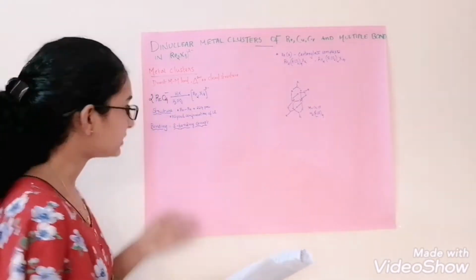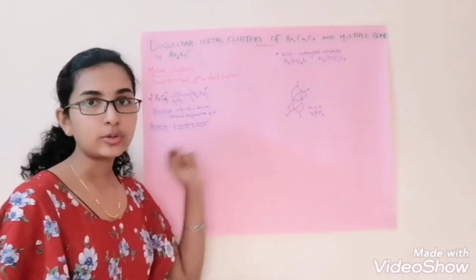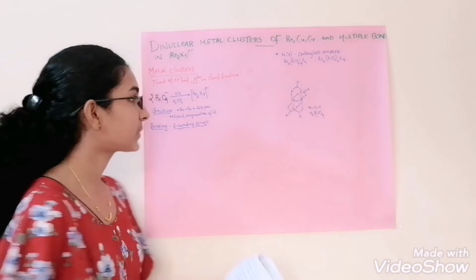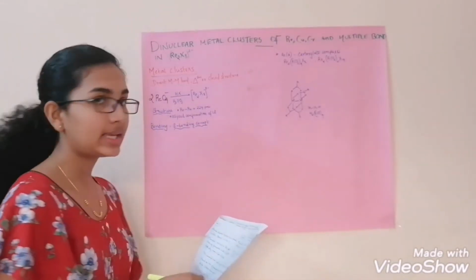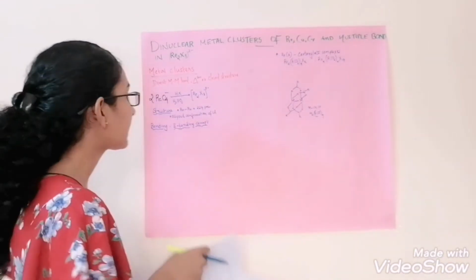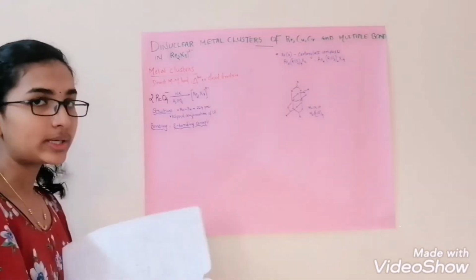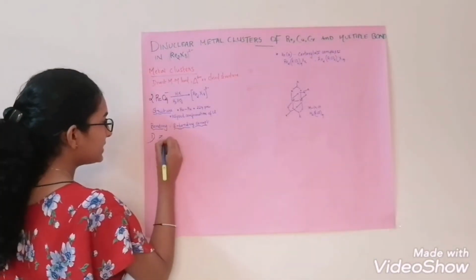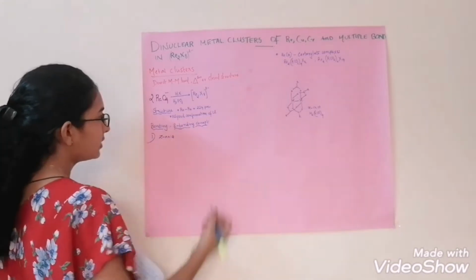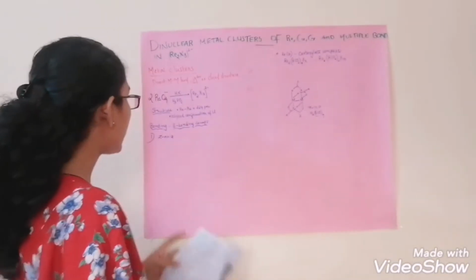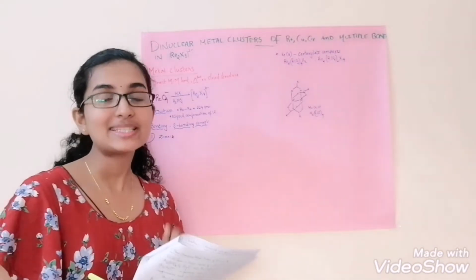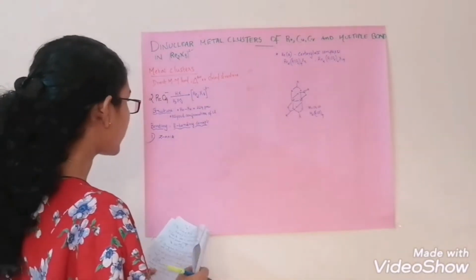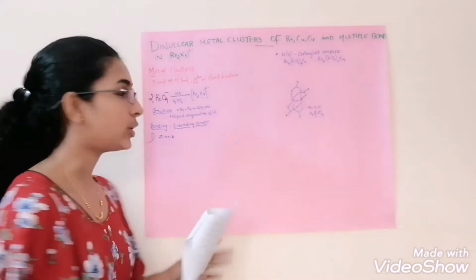Then coming to the bonding in the case of Re2X8 2-, Cotton explained the bonding in this dinuclear complex using the delta bonding concept, in the case of Re2X8 or Re2Cl8 2-. So first, the Z-axis of Re2Cl8 2- is taken as the axis of the bond, as the line joining the two metal atoms.